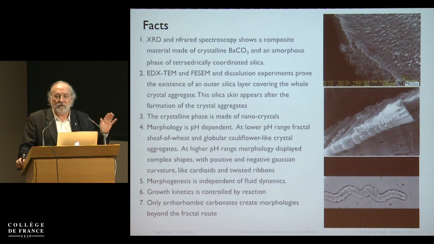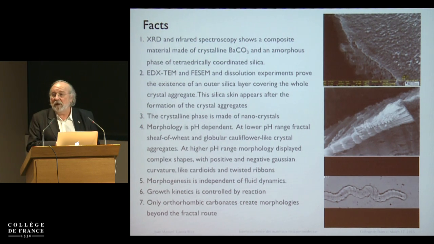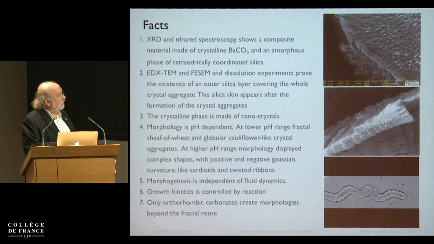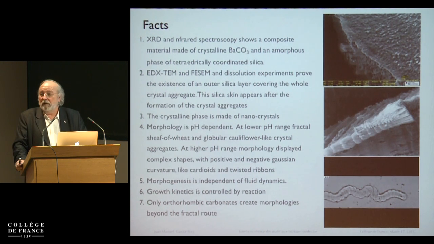So here the structure grows and the shape is controlled by the very growth of the structure. The growth kinetics is controlled by reaction, so the growth rate scales with time, okay, not with the square root of time. That means it's not diffusion-controlled mass transport. And then, well, only orthorhombic carbonates create morphology. This was true until 4 months ago, when we discovered that monohydrocalcite is also able to do that. So now we know that aragonite-type structures and monohydrocalcite both form biomorphs.